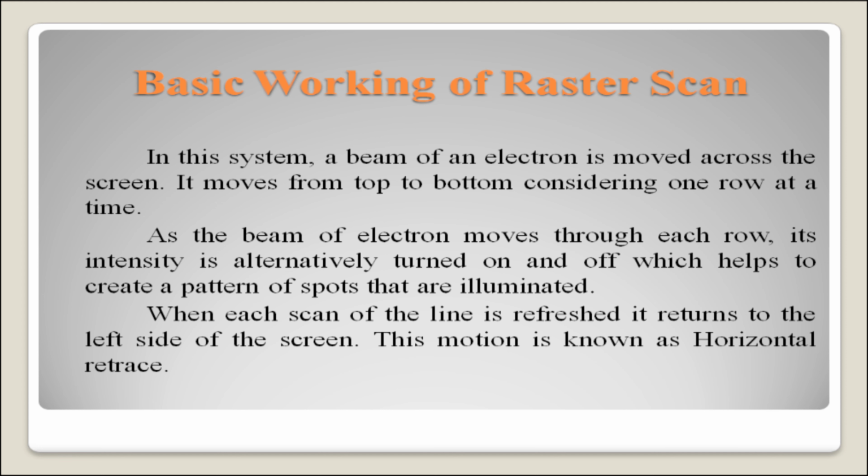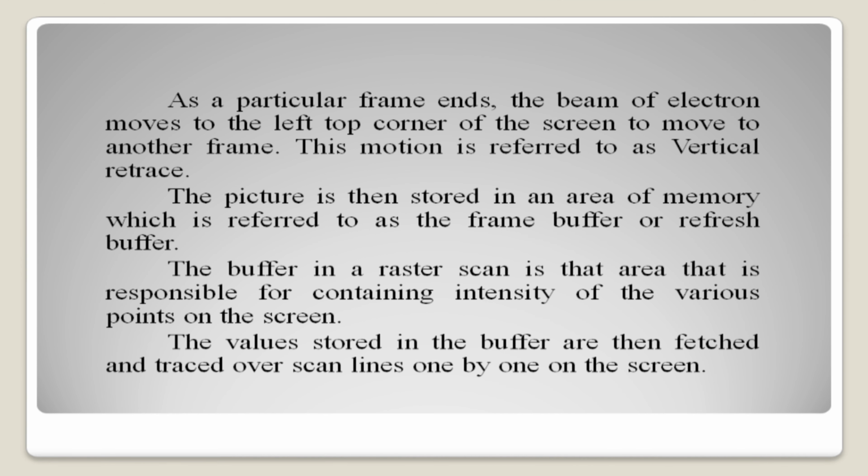When each scan line is refreshed, the beam returns to the left side of the screen. This motion is known as horizontal retrace. As a particular frame ends, the beam of electrons moves to the top left corner of the screen to move to another frame. This motion is referred to as vertical retrace.